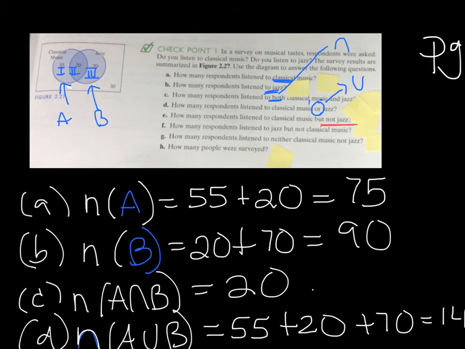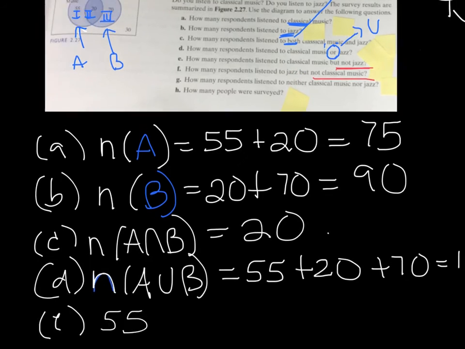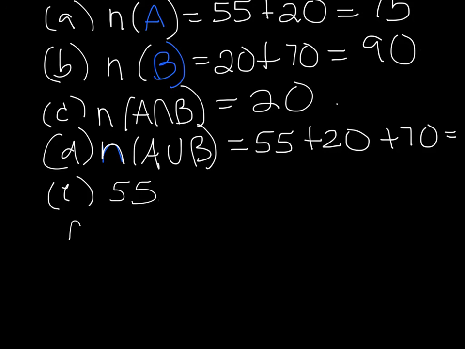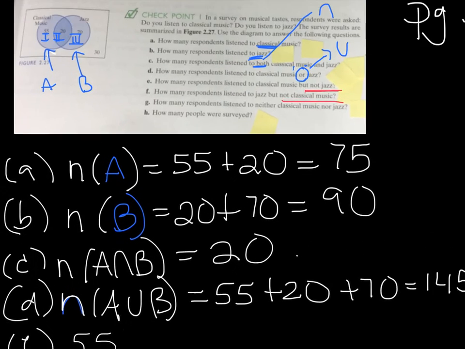The next one is how many respondents listen to jazz, but this time not classical music. So all jazz, no classical music. No classical means I can take this 20 off. So the jazz is really just 70. So that is E, F is 70.